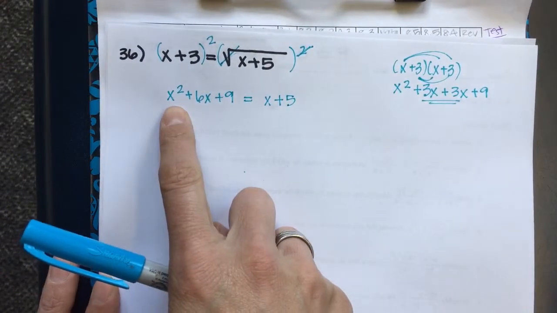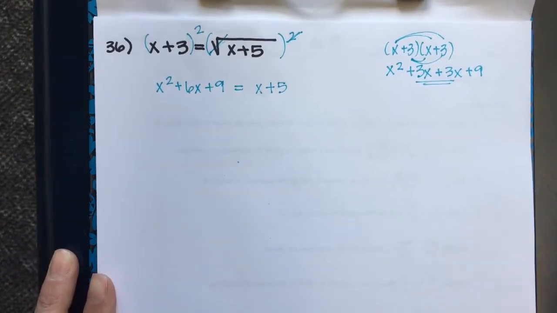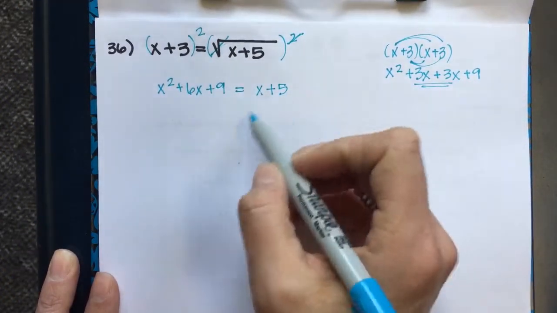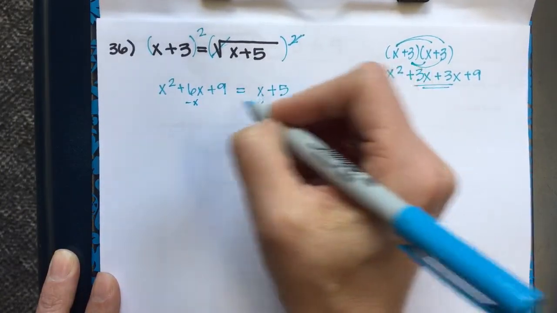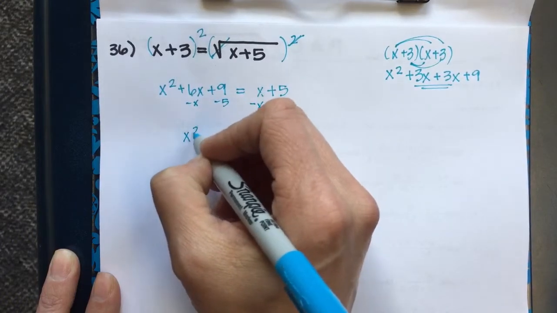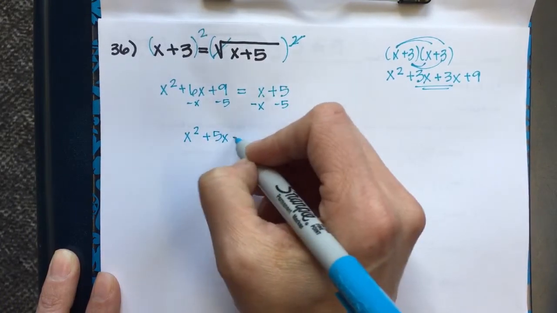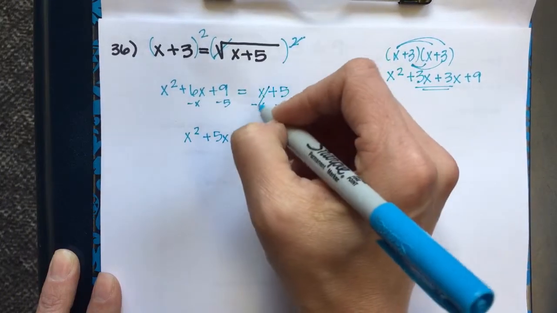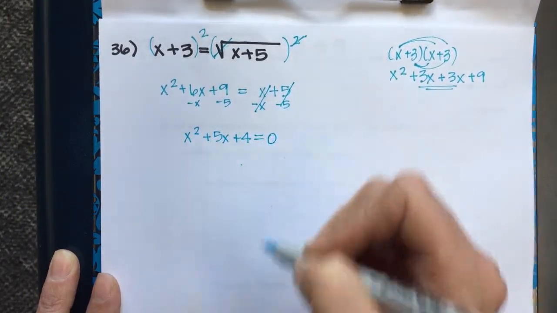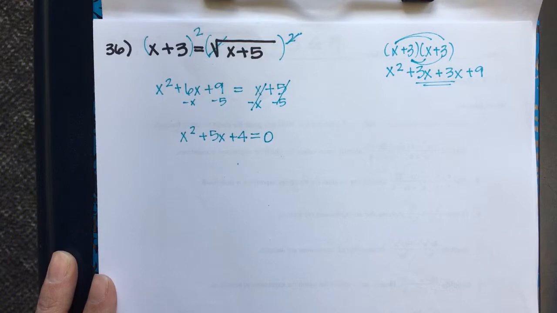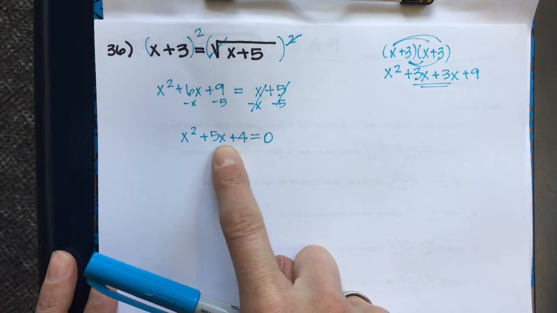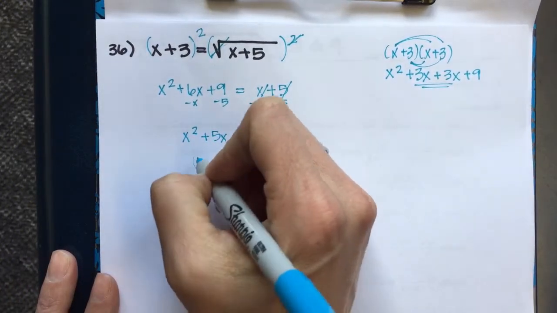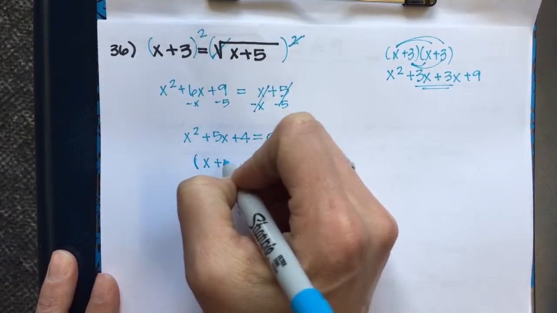We have an x to the second now, which is a quadratic. So we want to get those set equal to 0 always. I'm going to move the x and the 5 over to the left-hand side by subtracting them. And now I have it set equal to 0, which is what we want. Your two options now are to factor or to use quadratic formula. Two numbers that multiply to 4 and add to 5 are 1 and 4.